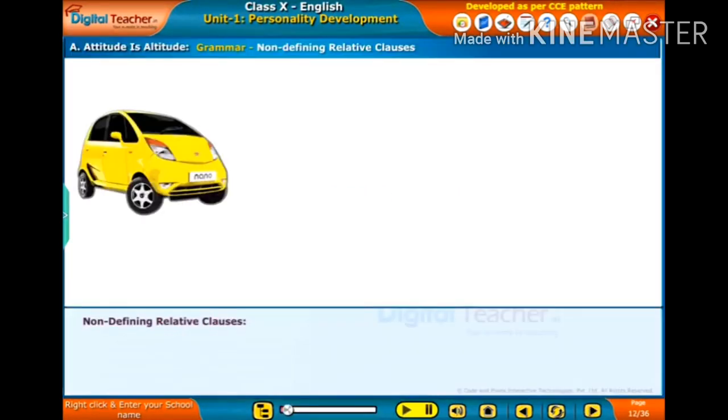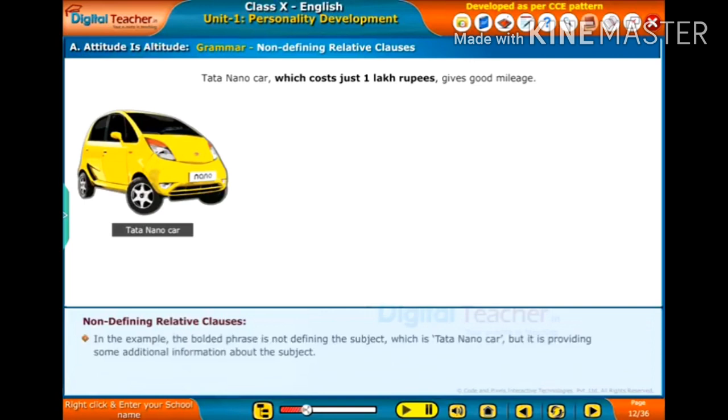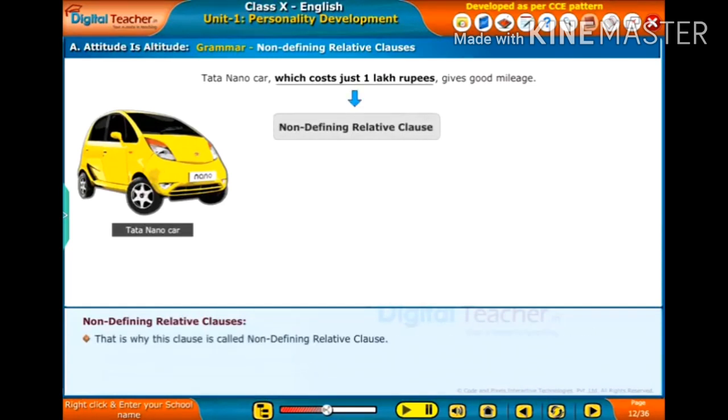Now, let us learn about non-defining relative clauses. Look at the given example. Tata Nano car, which costs just 1 lakh rupees, gives good mileage. In the example, the bolded phrase is not defining the subject, which is Tata Nano car, but it is providing some additional information about the subject. That is why this clause is called a non-defining relative clause.